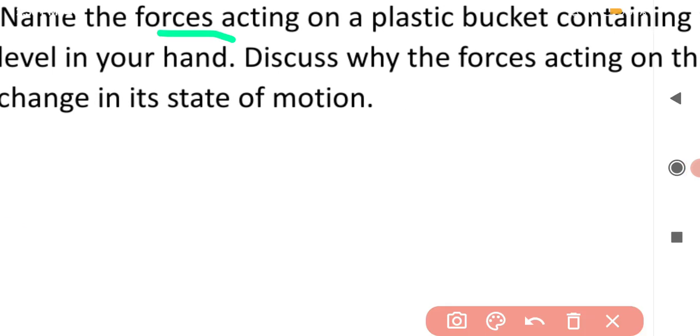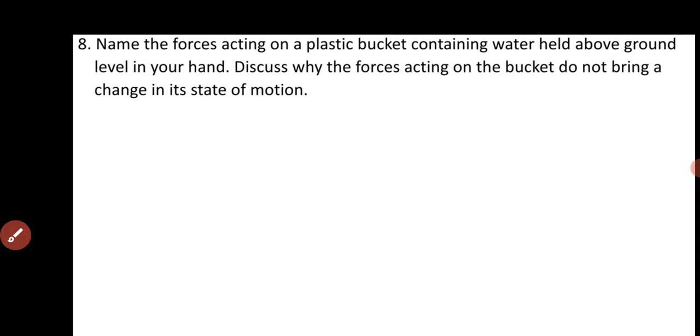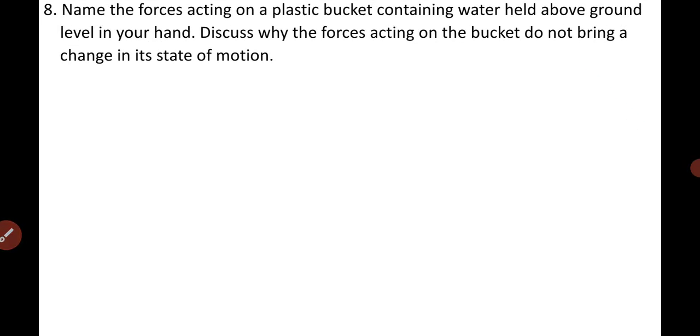Not one force. There may be more than one force applicable here. So that is why in the question it is mentioned to name the forces acting on a plastic bucket, and the plastic bucket is containing water, and this bucket is held above the ground in our hand. We have to consider ourselves in this question.